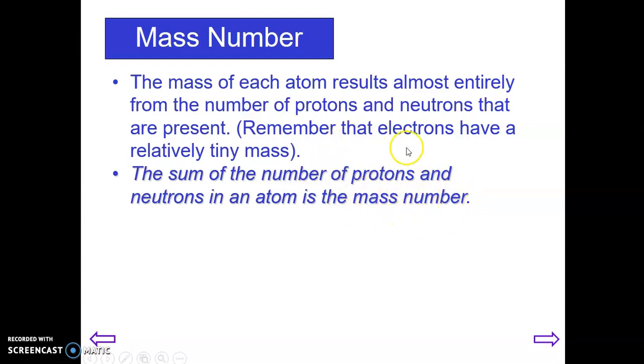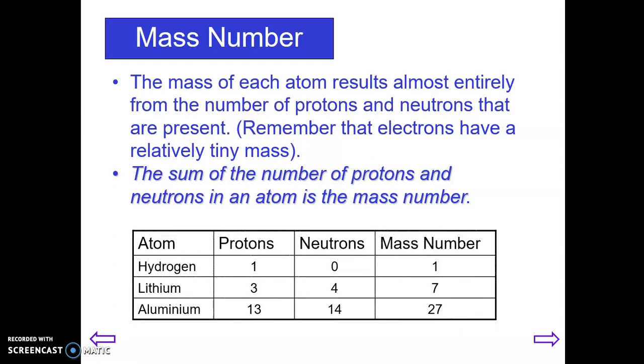Now remember, we said electrons have a very small mass. They are 1/2000th the size of a proton or a neutron, so we don't include those when we talk about the mass of an atom. When we talk about the mass of an atom, we talk about the mass number. That is the total of the protons and neutrons.